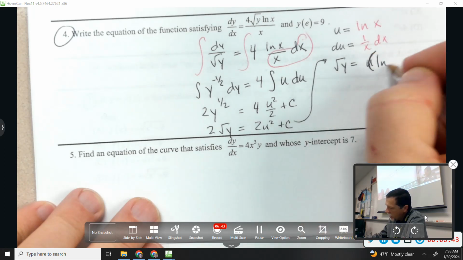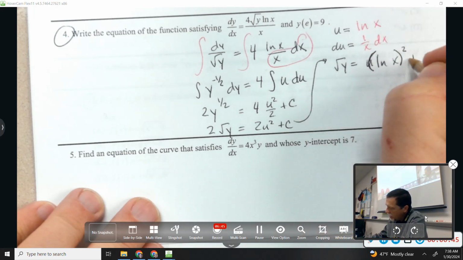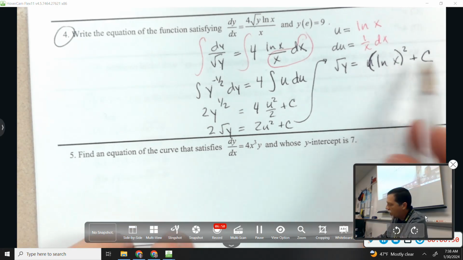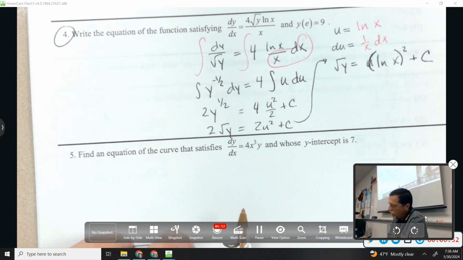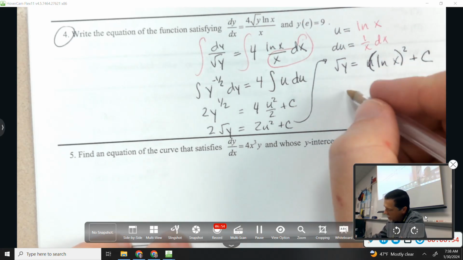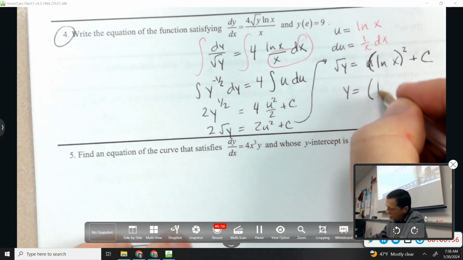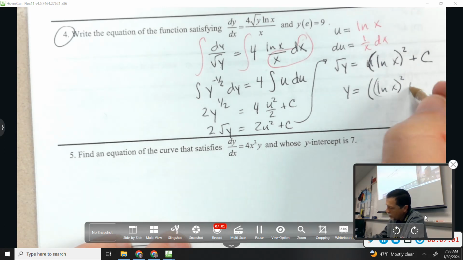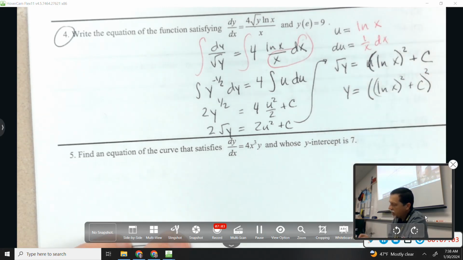So natural log of x squared plus c. Again, c divided by 2 is still c. That's that weird thing. And then square both sides. So careful with parentheses here. Natural log of x squared plus c squared.